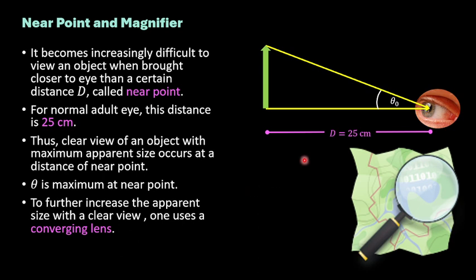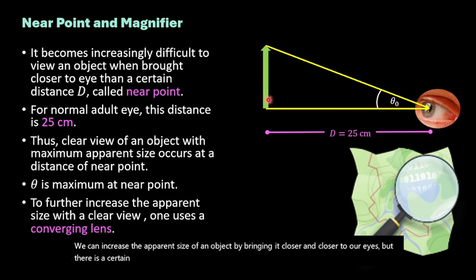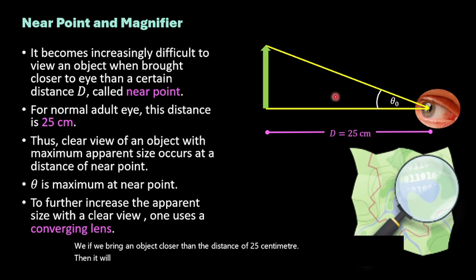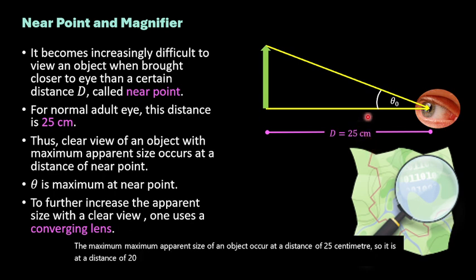As I have already said, we can increase the apparent size of an object by bringing it closer and closer to our eyes, but there is a certain limit up to how close it can be brought to our eyes. If we bring an object closer than the distance of 25 centimeter, then it will not appear clear, it will appear blurred. So the maximum apparent size of an object occurs at a distance of 25 centimeter. So it is at a distance of 25 centimeters that we can have a clear vision as well as maximum or enlarged view of an object.